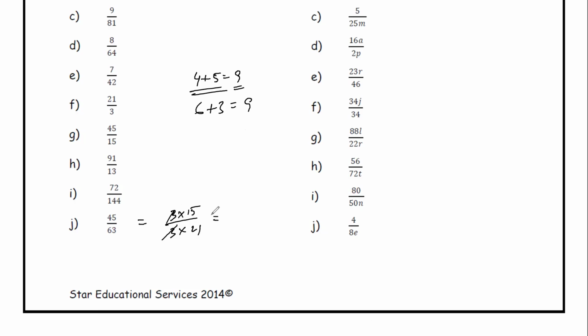3 and 3 go. 15, I can write down as 3 times 5. 21, I can write down as 3 times 7. And therefore, my answer is 5 over 7. Or if you know your multiples of 9, it'll be 9 times 5 over 9 times 7. Easy peasy.